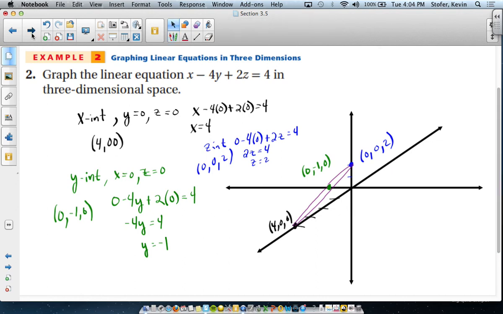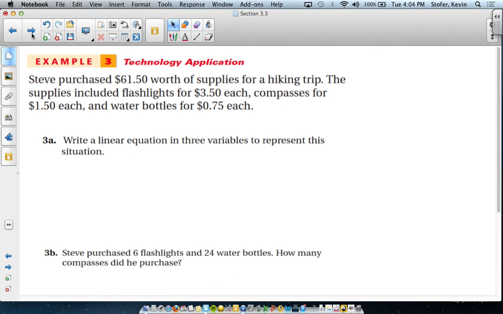Last problem we have to take a look at here is a story problem. Steve's going to go on a little hiking trip. He spent $61.50 and bought some items here. We need to write a linear equation with those 3 variables. So it looks like to me, my equation then would be 61.50 is going to be equal to, well, let's see.